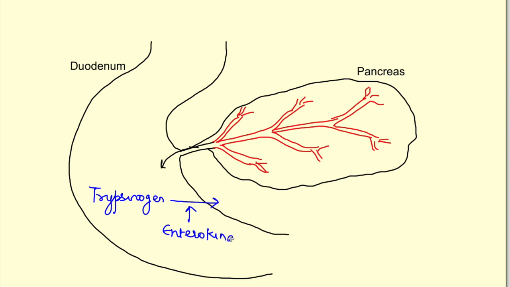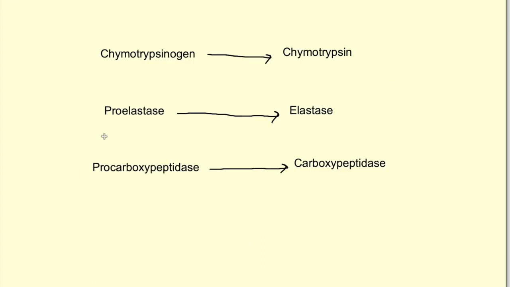So enterokinase activates trypsinogen to trypsin, and once this trypsin is formed, this trypsin is actually autocatalytic, that is it can act on trypsinogen further and release more and more trypsin. Also, it activates other enzymes as well. So, chymotrypsinogen is activated to chymotrypsin, proelastase to elastase, procarboxypeptidases A and B to carboxypeptidase A and B respectively.